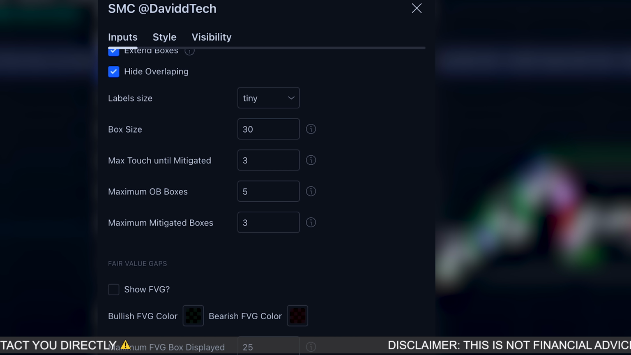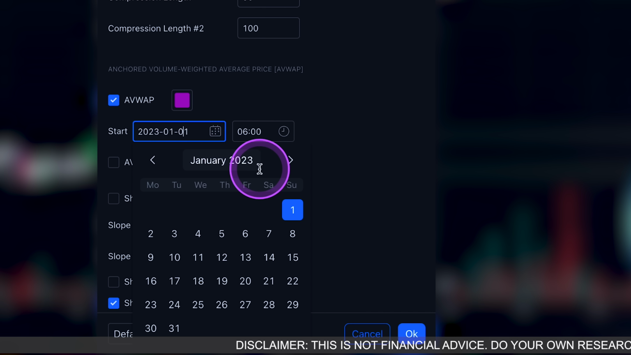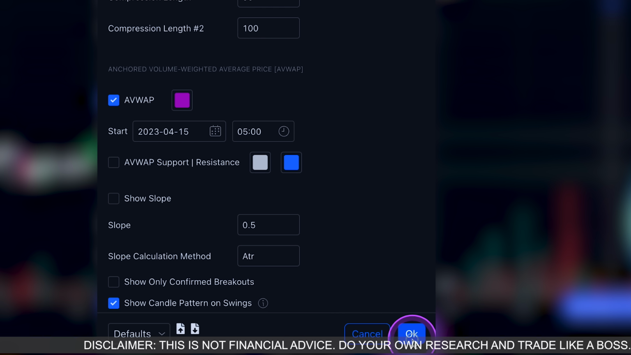Let me try and move the date around very quickly for this, and then we'll be able to see the other parts of the indicator. Let's get up to the current date. There we go. Let's give it the day before.